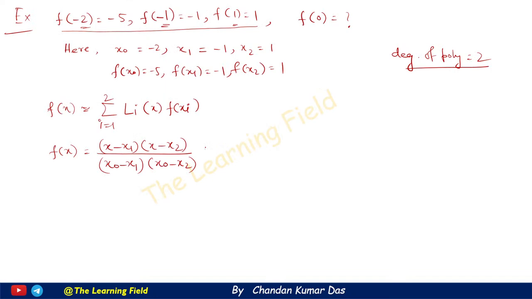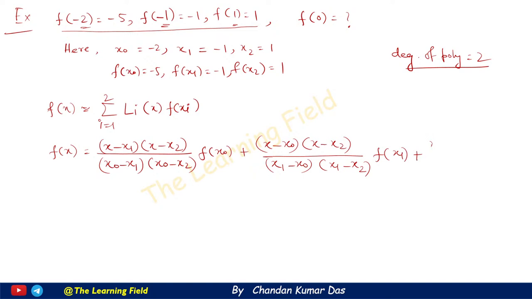Plus x minus x0 into x minus x2 by x1 minus x0 into x1 minus x2, into f of x1, plus x minus x0 into x minus x1 by x2 minus x0 into x2 minus x1, into f of x2. This is the formula.